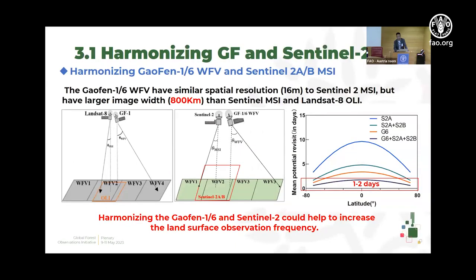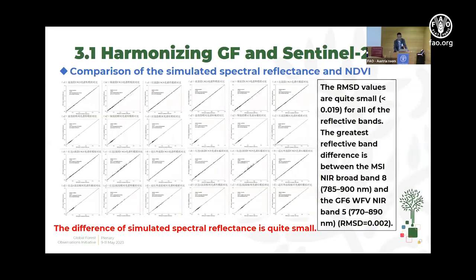So I would like to talk about some of the technical issues. The first one is harmonizing Gaofen with Sentinel 1 and Sentinel 2. You know, Gaofen has a similar spatial resolution to Sentinel 2, but it has a larger image swath width than Sentinel and even Landsat. So harmonizing Gaofen 1 and Gaofen 6 with Sentinel could help to increase the observation frequency. We found that only a little difference of the simulated spectral reflectance was found between these two sensors.